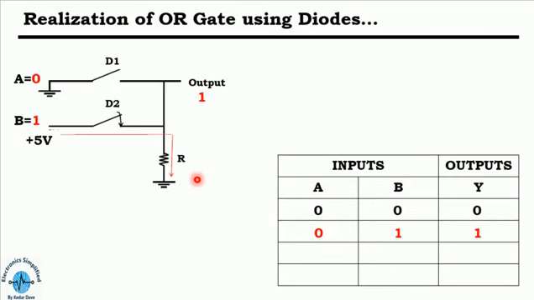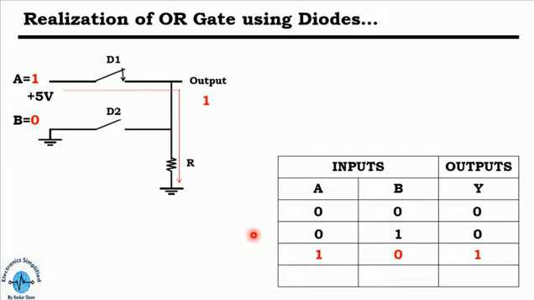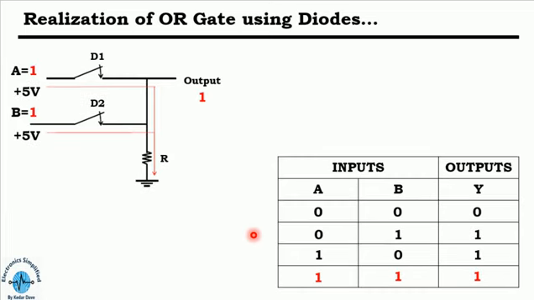Further we apply the 0 and 1 input, then we can see that the output will be 1. Here we can see that when any one of the switches is operated, the output will be provided. So in this condition your output will be 1. For 1 and 0 your output will be 1. And further for both the diodes we are providing high, that means 1 1, then it will also give the output as 1.